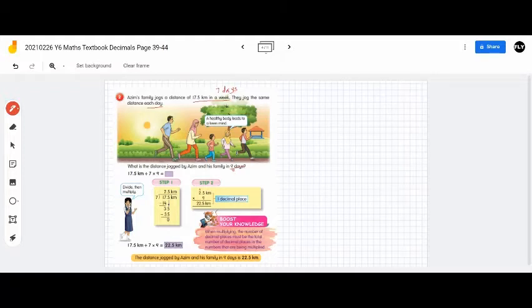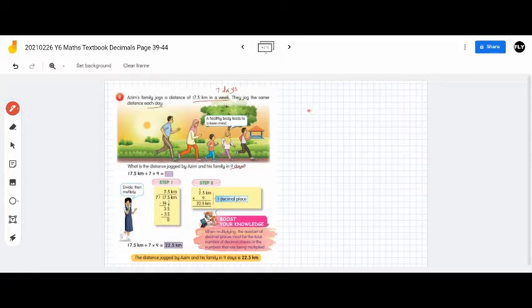Okay, how do we find the distance of 9 days? Of course, 17.5 km divide by 7 days, so you get the distance of 1 day. After you get the distance of 1 day, then you multiply by 9 days. So here is the mathematical sentence. 17.5 km divide by 7 to get the distance of 1 day. After that, multiply by 9 to get the distance of 9 days.